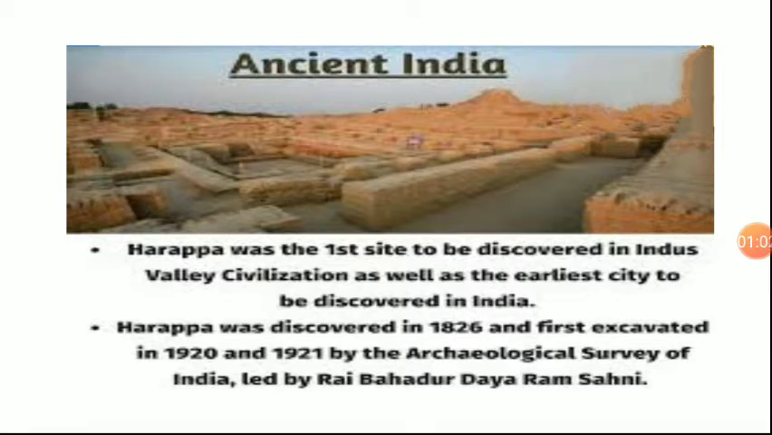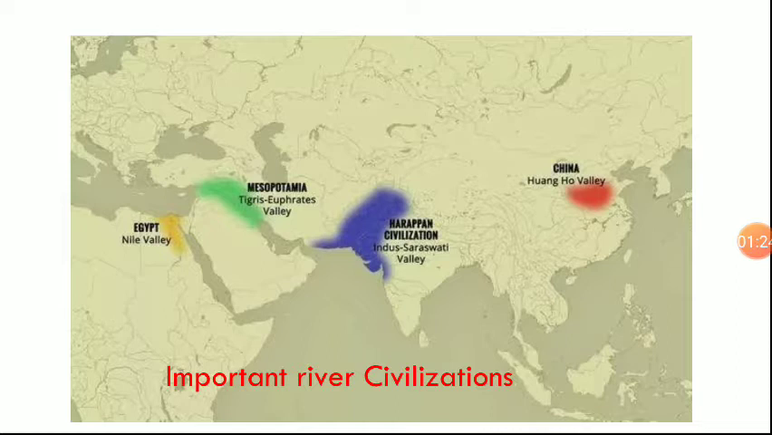Since ages, nobody knew about this civilization, but in 1921, the site near River Indus was excavated and the complete town system was found. Since first site excavated was Harappa, thus Indus Valley Civilization is also referred to as the Harappan Civilization. The map shows the important river civilizations. If you can just see that China is on the river Hwang Ho, Indus Valley on River Indus, Mesopotamia on River Tigris, and Egypt on River Nile.